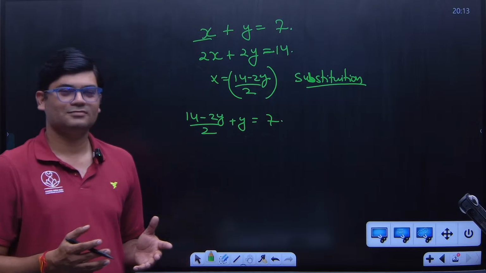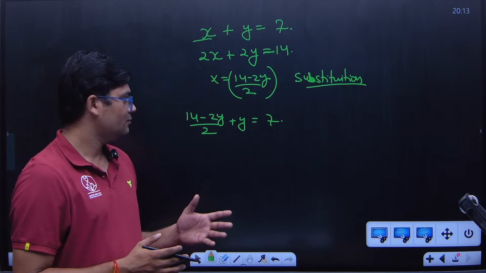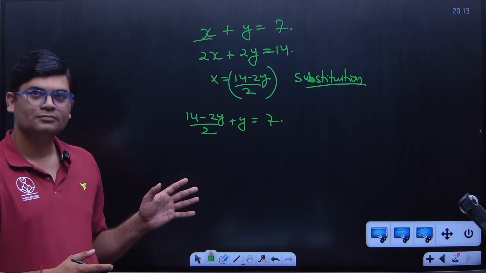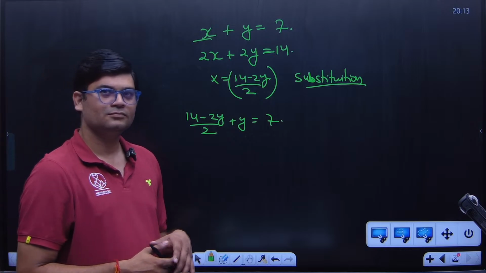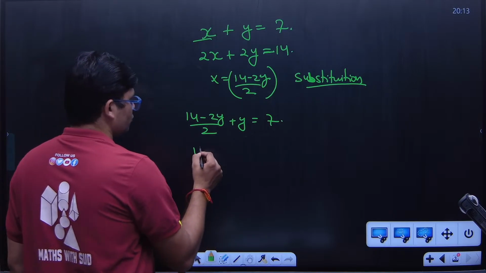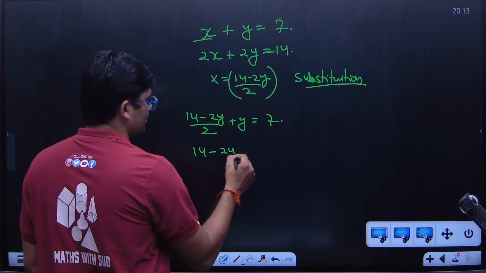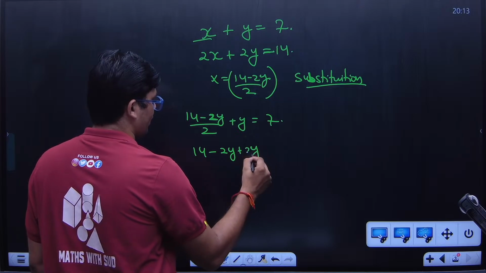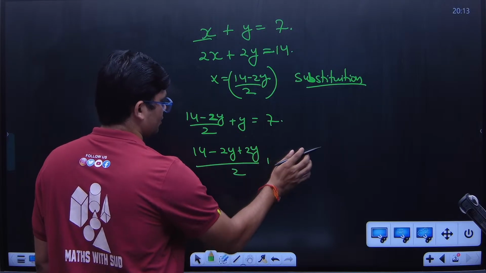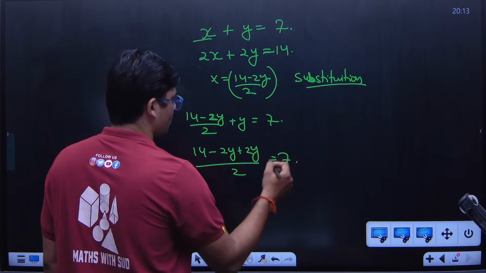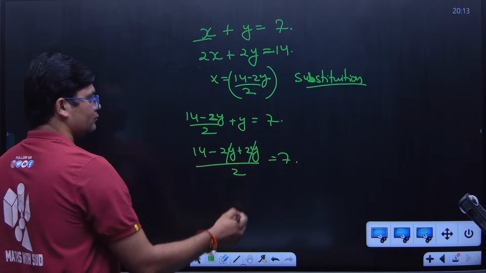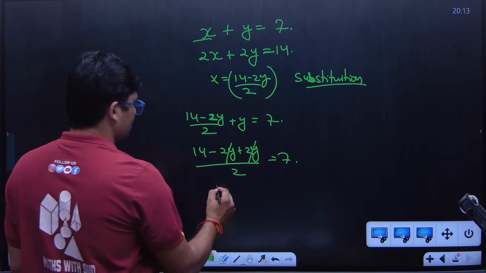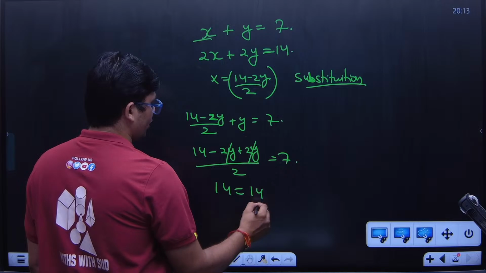How to solve? First you have to multiply. So it'll become minus 2y plus 2y. So you are saying that I should take the LCM? Yeah. Okay. Then you shift the 2 to the other side, and then it will come as 14 is equal to 14.